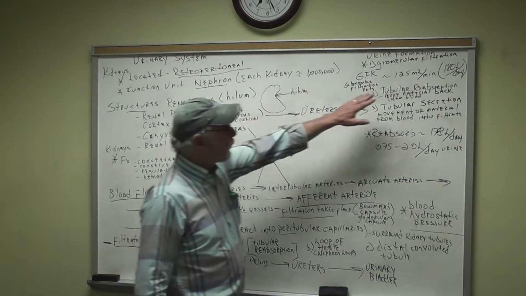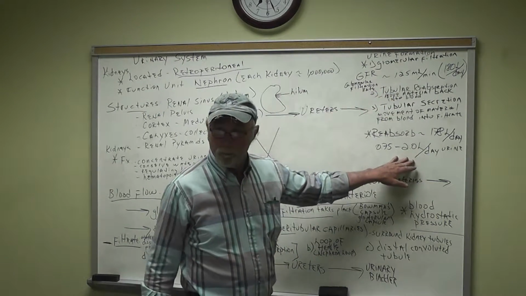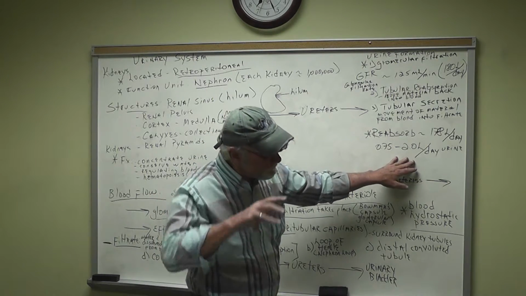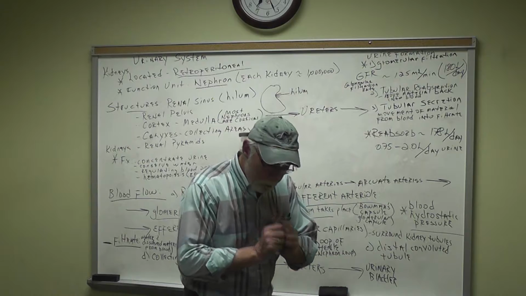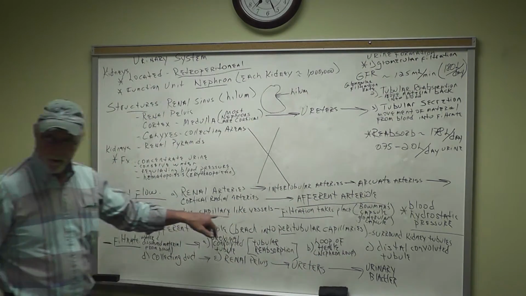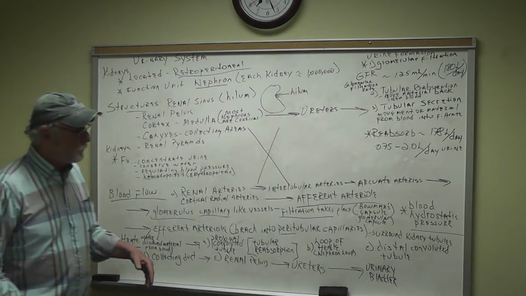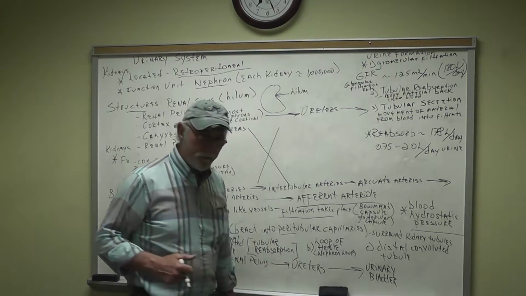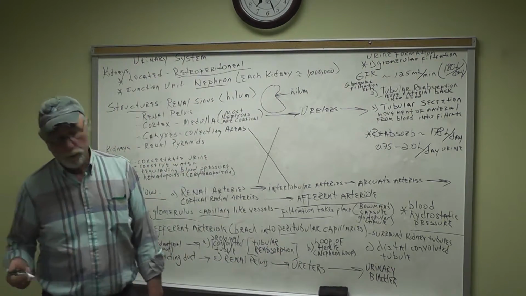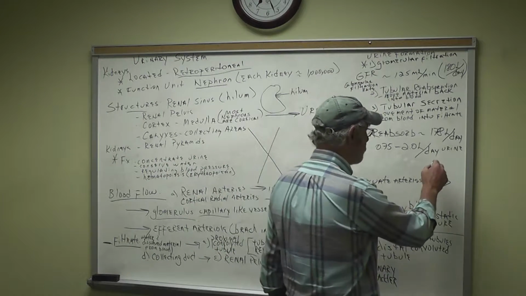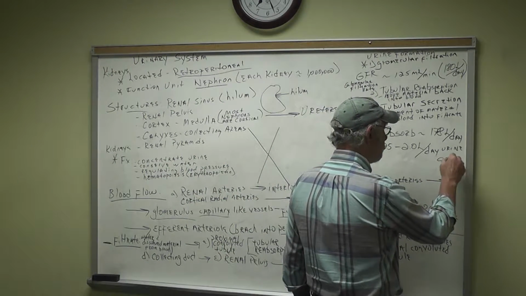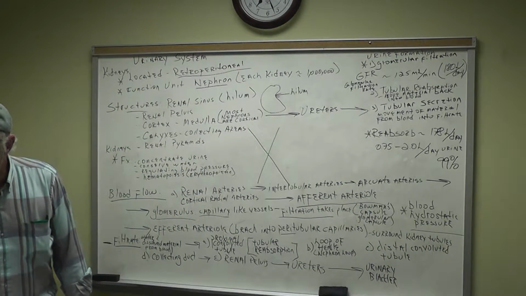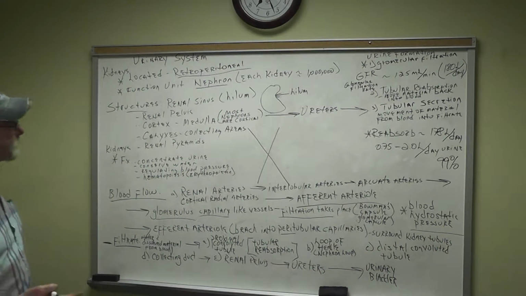So most of what we filter, we reabsorb, because the body needs not only the water, but the materials that are pushed out during this filtration process. If somebody asked you how much of the filtered blood we reabsorb, it's about 99%. 99% of what the kidneys filter gets reabsorbed back into the blood. Okay?